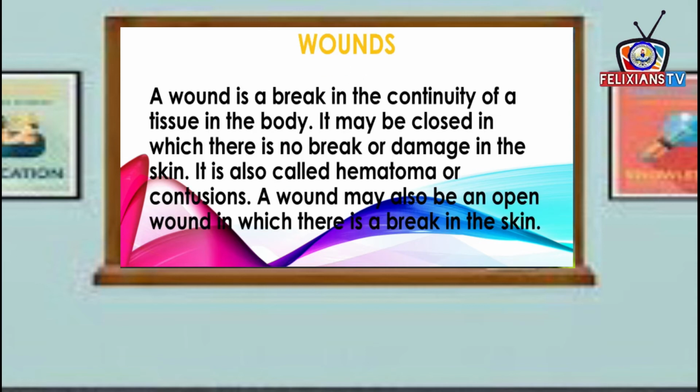Next lesson, kinds of wounds. A wound is a break in the continuity of a tissue in the body. It may be closed, in which there is no break or damage in the skin. It is also called hematoma or contusion. A wound may also be an open wound, in which there is a break in the skin.